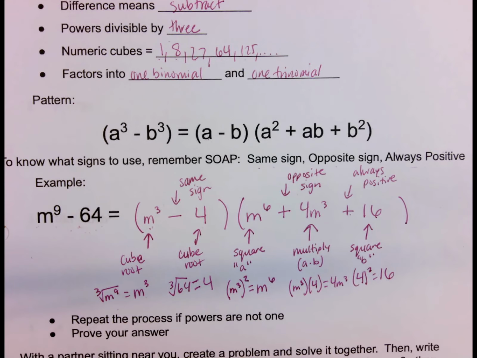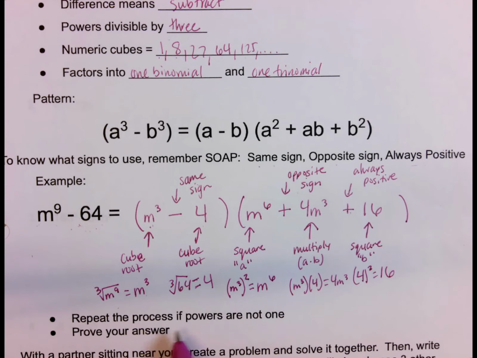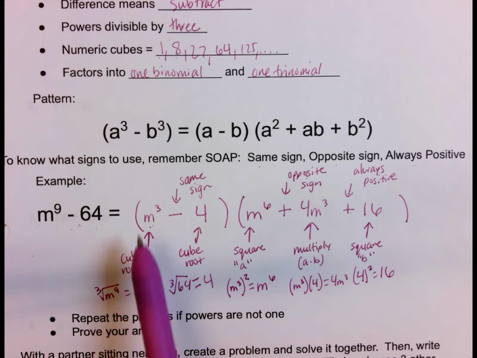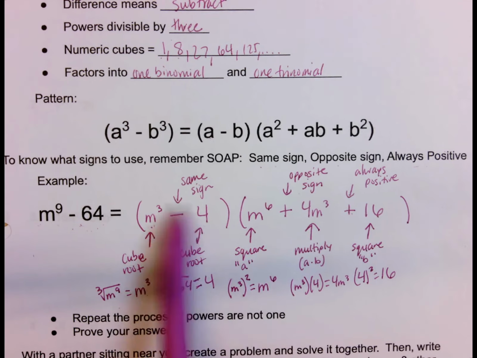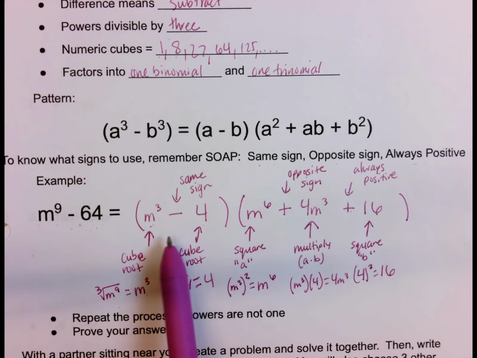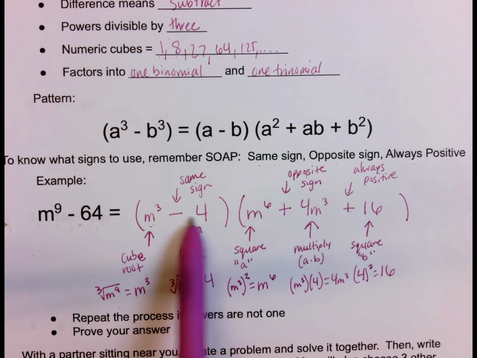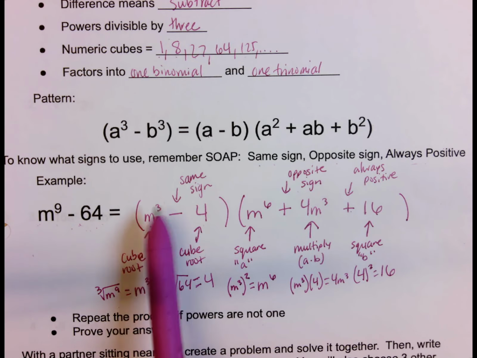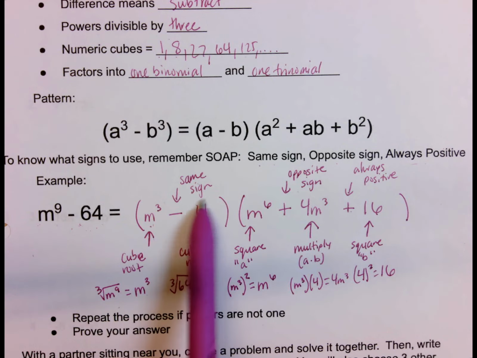Now here's where we need to check ourselves. It says to repeat the process if powers are not 1. If I look here, powers here are not 1. So we need to double check and make sure that this is not also a difference of cubes or a difference of squares. We check, it is a binomial, it is subtraction, the powers are divisible by 3, so it could be a difference of cubes, but this number right here is not a numeric cube, so we're done.